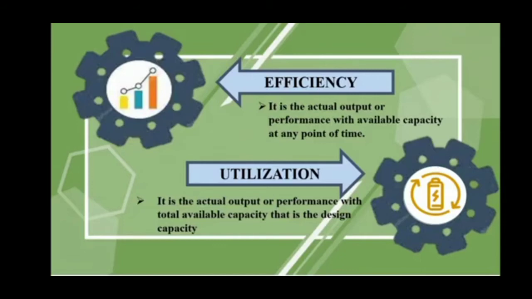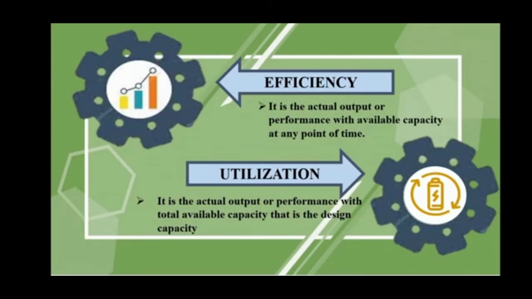For example, the effective capacity is 100 a day, and the actual output is 80 a day. To know the available capacity at any point of time, efficiency equals actual output, 80 a day, divided by effective capacity, 100 a day, which is 0.8. Then multiplied by 100%, the answer is 80%. So that is the efficiency.